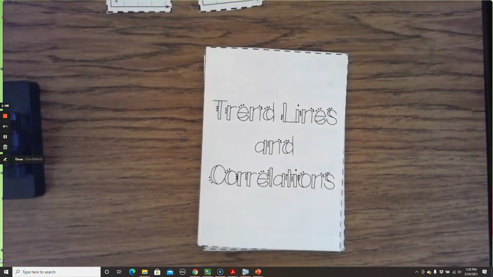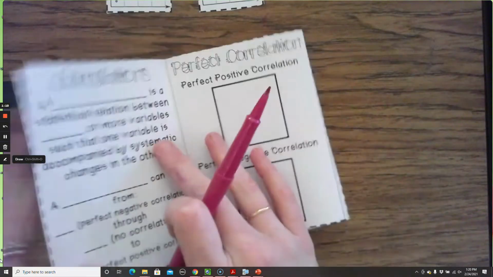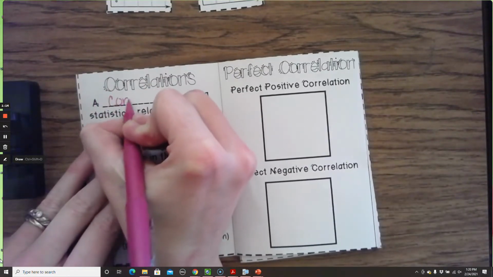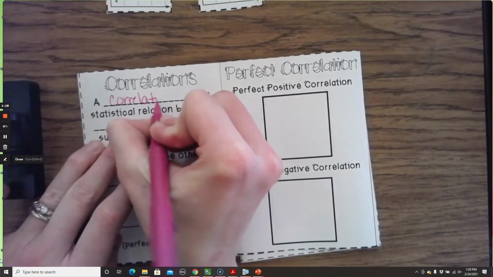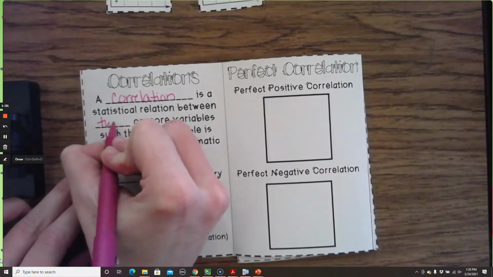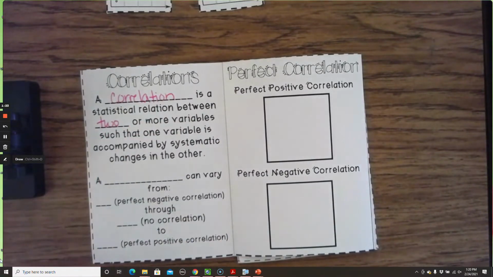So once again, this video is for the trend lines and correlations foldable. We're going to start with the definition. So a correlation is a statistical relation between two or more variables such that one variable is accompanied by systematic changes in the other. So as one changes, the other one changes.